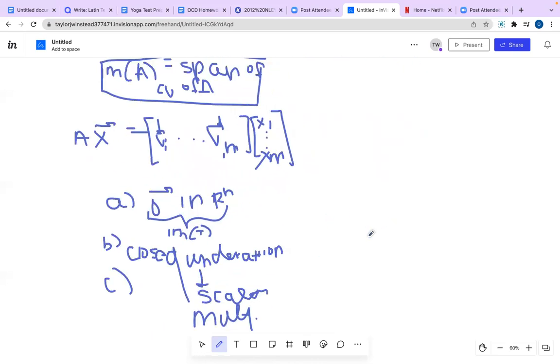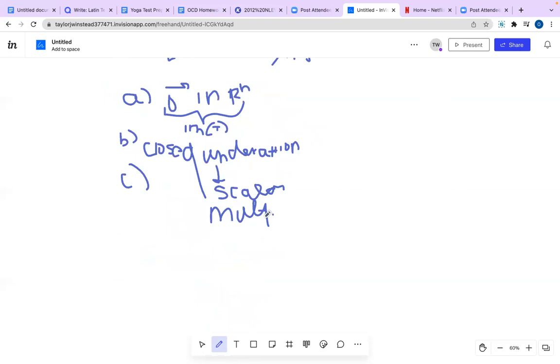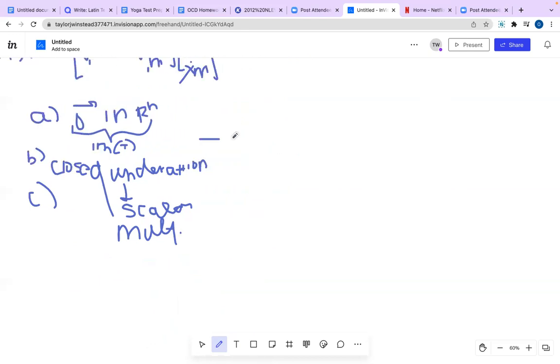Right? What does that mean? If V1's in the image and scalar K is a scalar, then K times V1 is also in the image. I'm going to prove these really quickly.